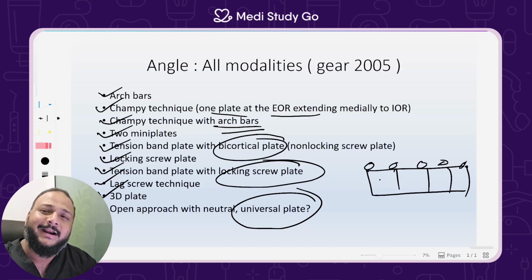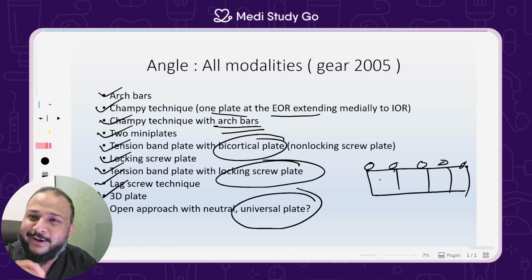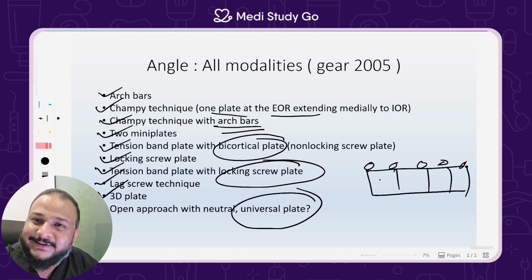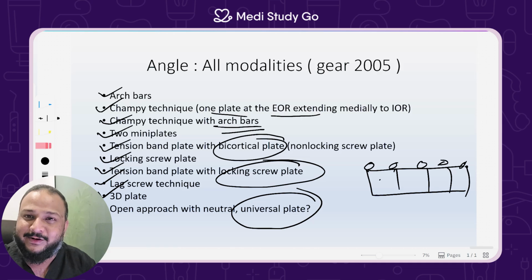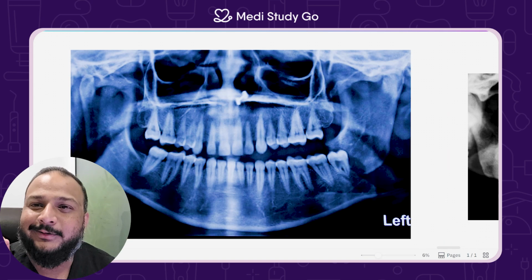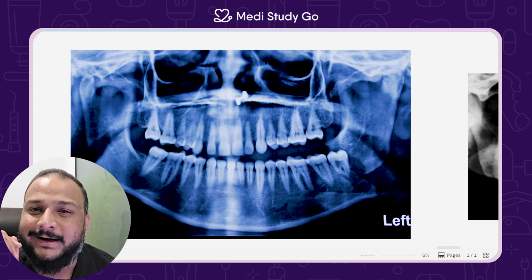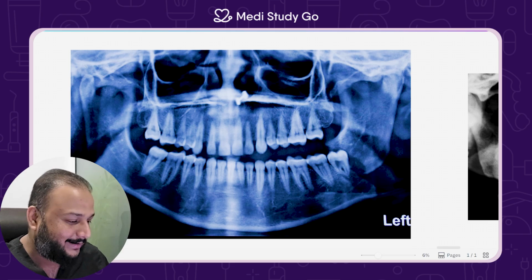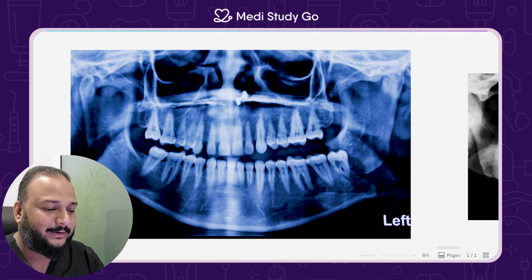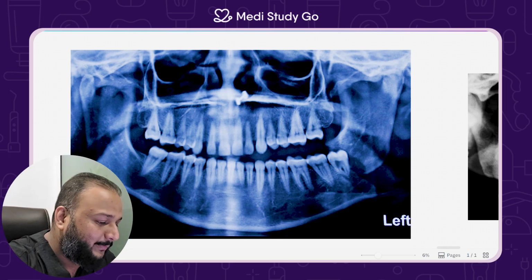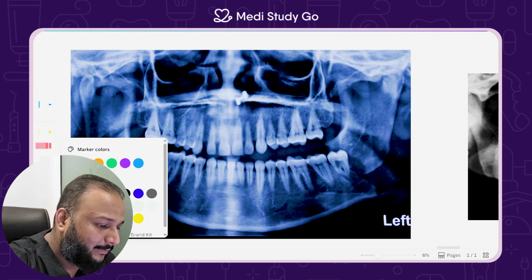And now let me come back to two very important pointers: the radiological assessment of angle fractures and the basic complications in angle fractures. So we are here to discuss the radiological interpretation of mandibular angle fractures. What you see over here in this particular OPG is an angle fracture. All right. So now have a look at this.